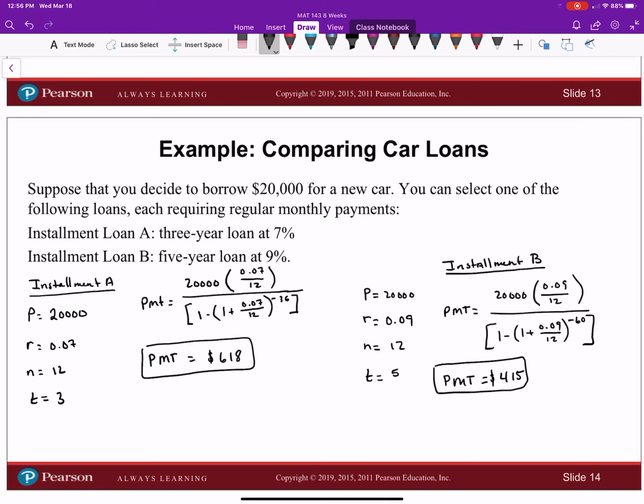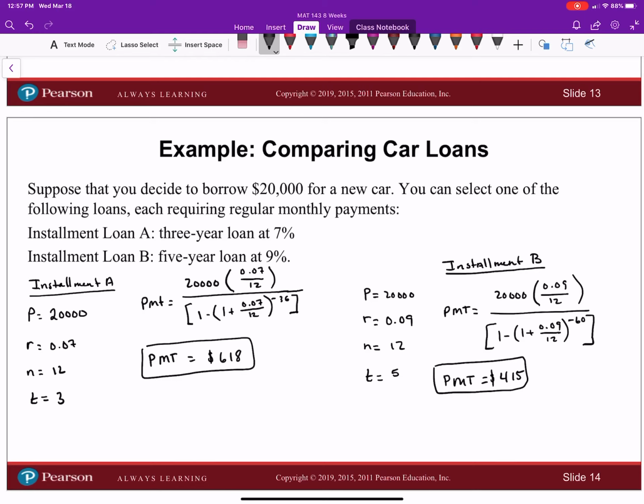Now, let's look at this. For the normal consumer, they may take the lower payment because it's less money that they're giving out each month. Also, the longer the term, the cheaper the payment, but the interest rate is higher.